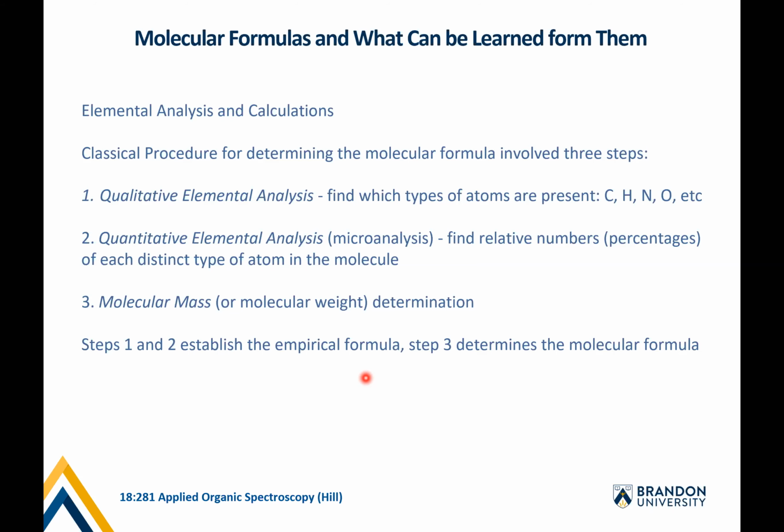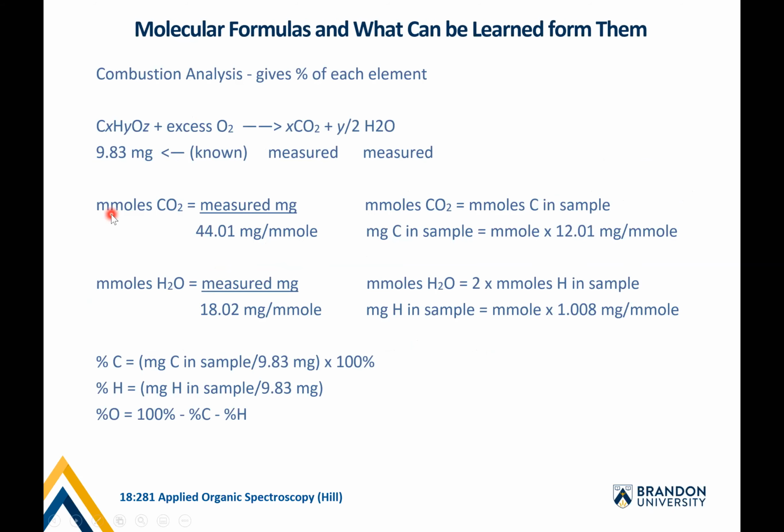But anyway, next slide. Okay, so what we did do in Gen Chem 1 was a combustion analysis. So we would take our sample here, CxHyOz. We don't know what the relative numbers are. We burn this in excess of oxygen, and we produce carbon dioxide and water. So we have a known quantity of this, and we measure the amount of carbon dioxide we capture and the amount of water that is captured.